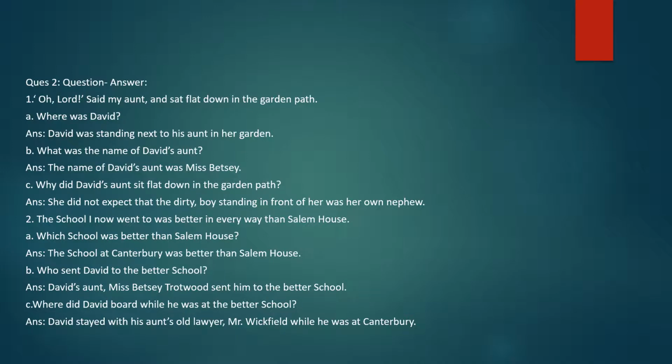So on the basis of this line, first question is, which school was better than Salem House? Yes, as I have explained to you, the school at Canterbury was better than Salem House. Answer, the school at Canterbury was better than Salem House. Next, our B question is there. Who sent David to the better school?